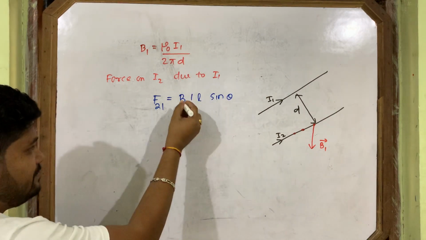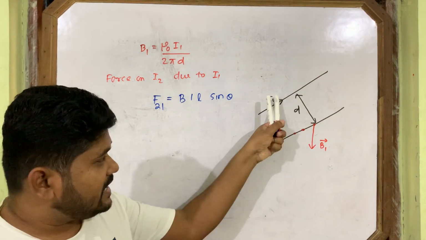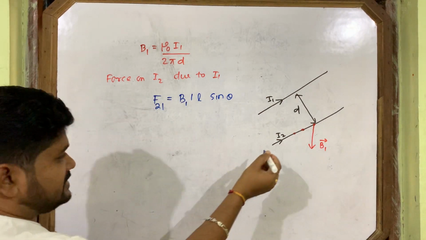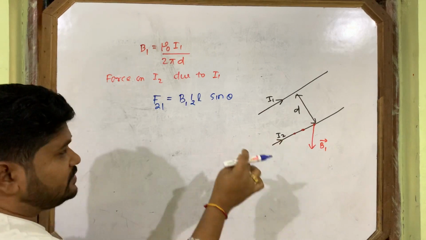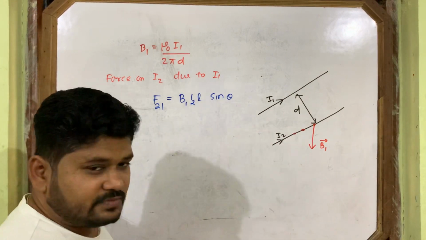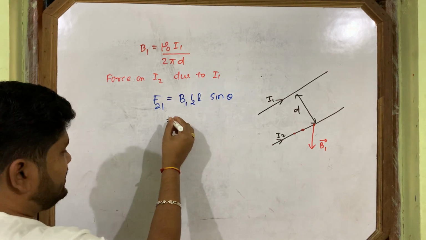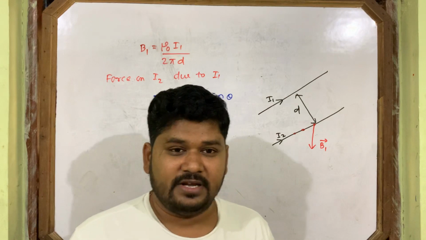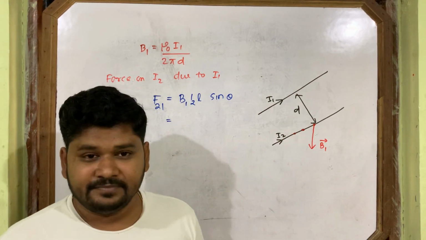But this magnetic field is of which conductor? Of I1, because it is the I1 magnetic field giving the force on I2. As I2 experiences the force, the current is obviously of I2, and the length is also of I2. But what is the value of theta? That is important here. From the figure, can you mark the value of theta?